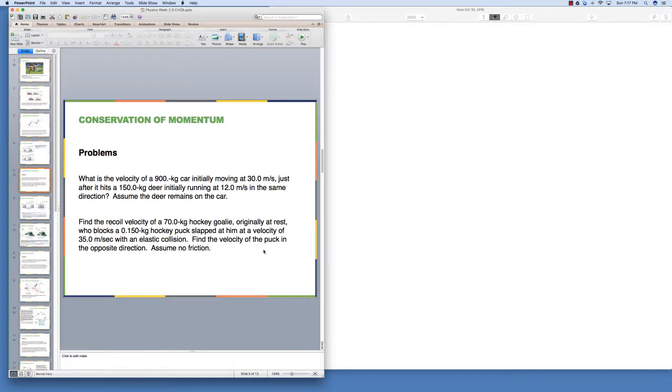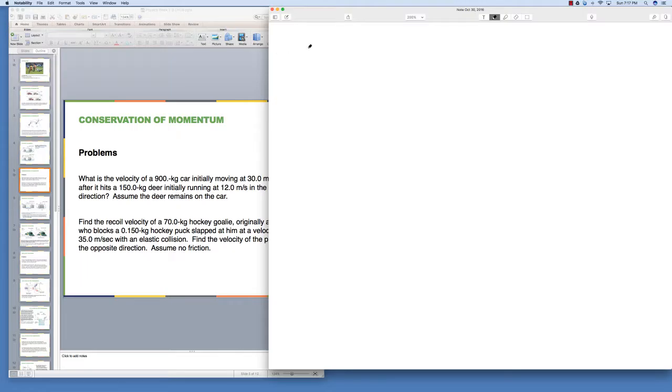So let's take a look at this problem. We have a 900 kilogram car, and that's the mass of the car, so we'll call that M1, and the mass of the deer is 150 kilograms, M2. The velocity of the car before the collision is 30 meters per second, and the velocity of the deer before the collision is 12 meters per second.